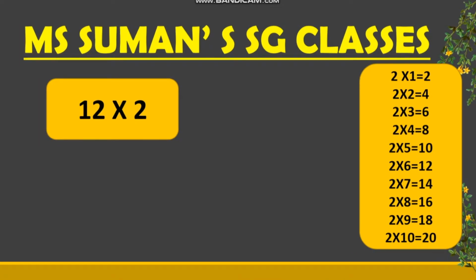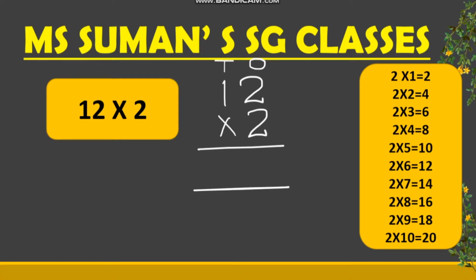So our first question is 12 times 2. We will first write down 12. For 12, I see a ones digit, that is 2, and a tens digit, that is 1, times 2. So 2 is at ones place, so we will write it underneath the ones digit. So what is 2 times 2?